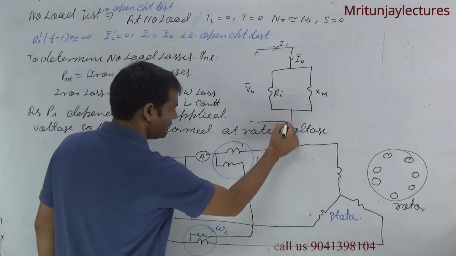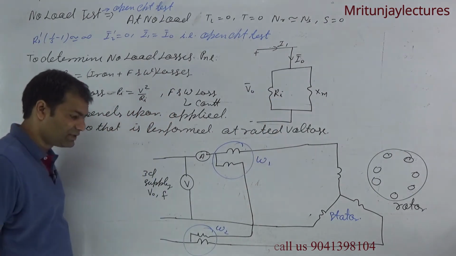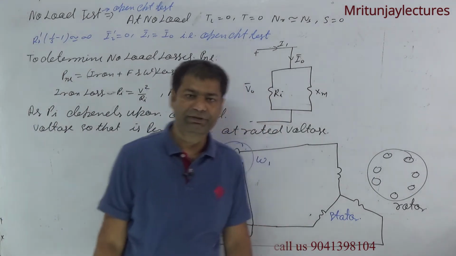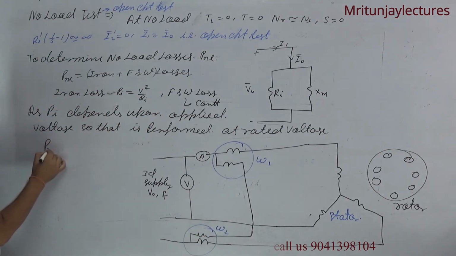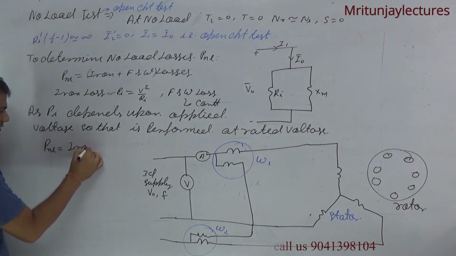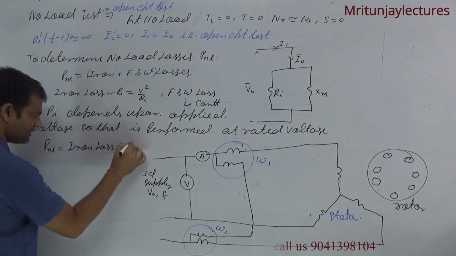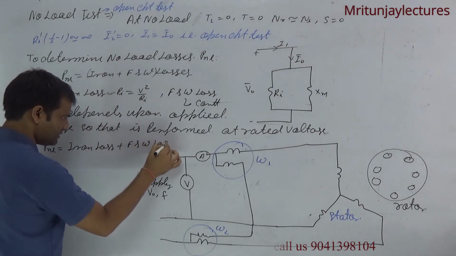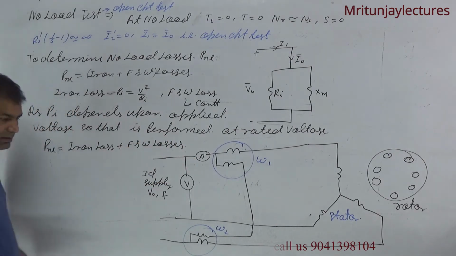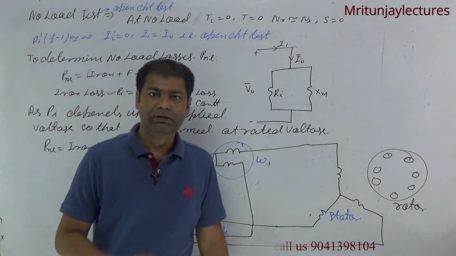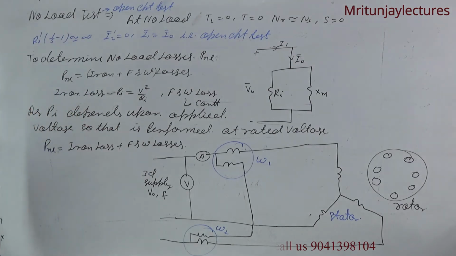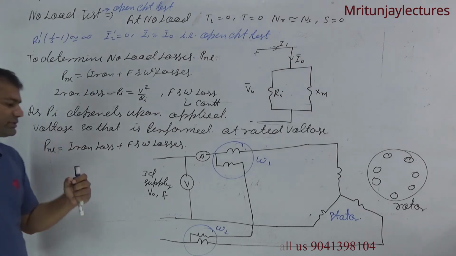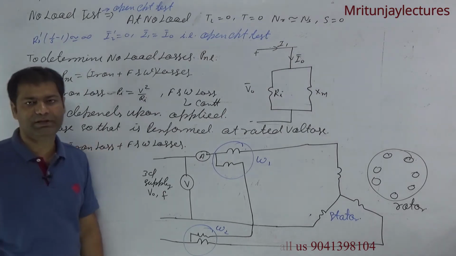I know that with the help of the two wattmeter method, we have determined the no load power at no load condition. No load power means P_NL. This is equal to iron loss and friction and windage loss. Clear? With the help of the two wattmeter method in no load condition, we have determined no load power. No load power means no load loss, which means iron loss plus friction and windage loss.